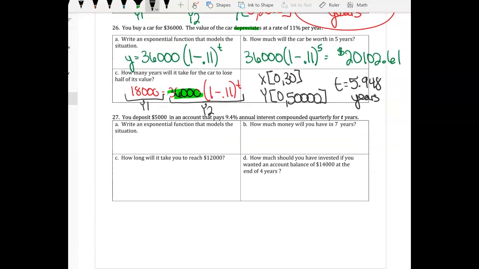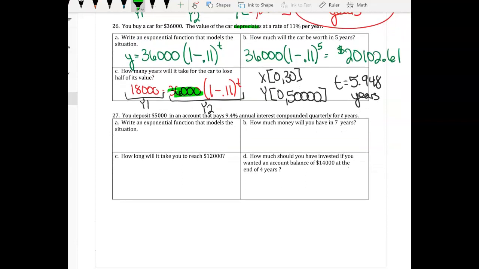All right, last problem. So here we are going to be compounding quarterly. It pays, so it's gaining value. So we deposit 5,000 into our account with 9.4% annual interest, compounded quarterly. So that means our n is going to be 4. So just that general exponential model. All right, there's 0.094 as a decimal. Quarterly is 4 times a year. How much money will I have in 7 years?